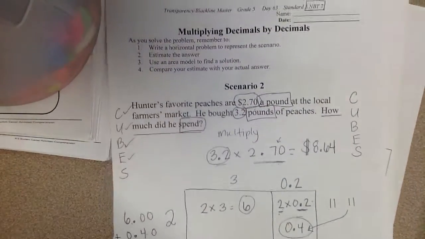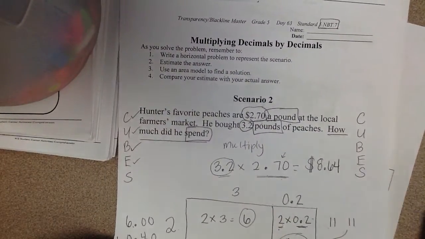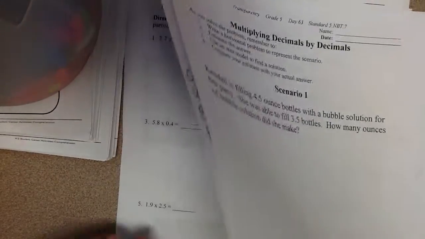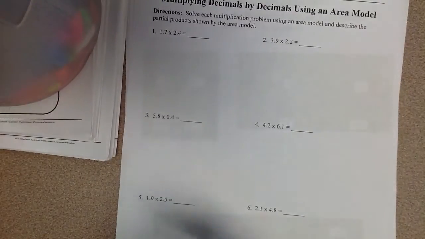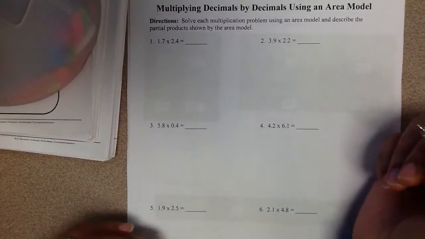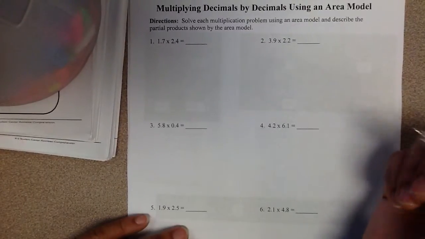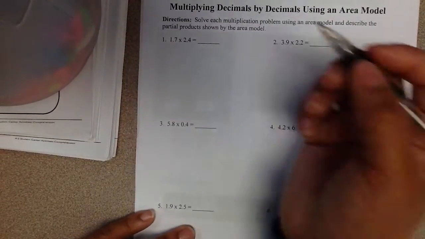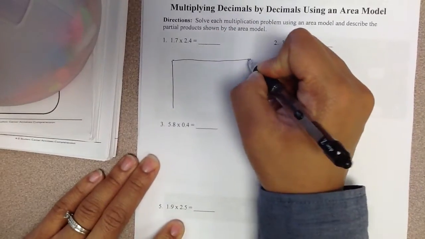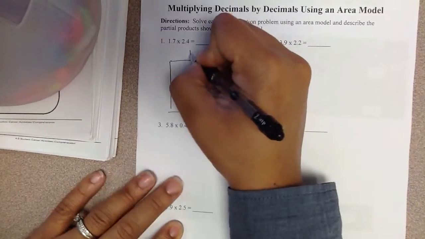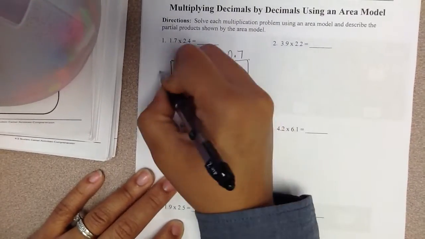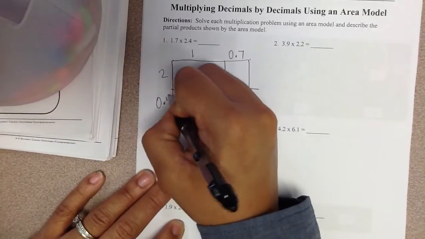The next thing that I would like for us to look at is the homework page, the multiplying decimals by using an area model page. And I'm going to stick with using just the boxes with the numbers across the top versus using anything else. Okay, so I have 1 and 7/10 times 2 and 4/10. I'm going to break it apart into my box. I have 1 whole, I have 7/10. I have 2 wholes, I have 4/10.